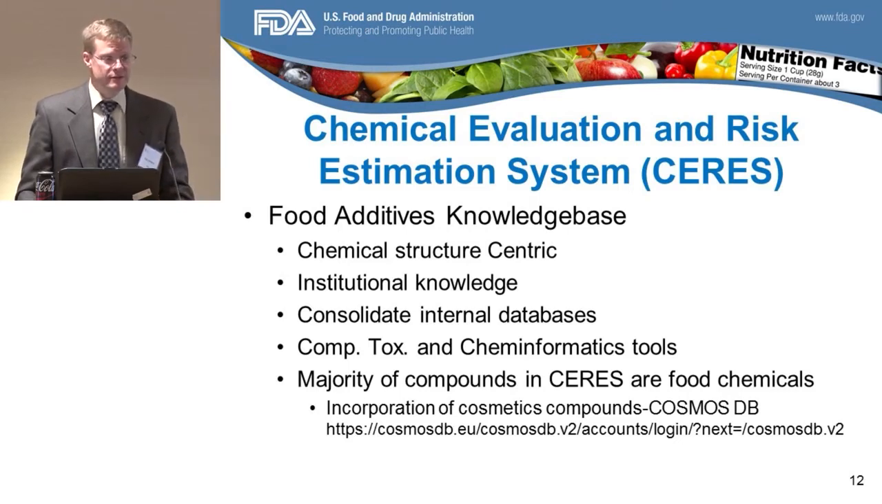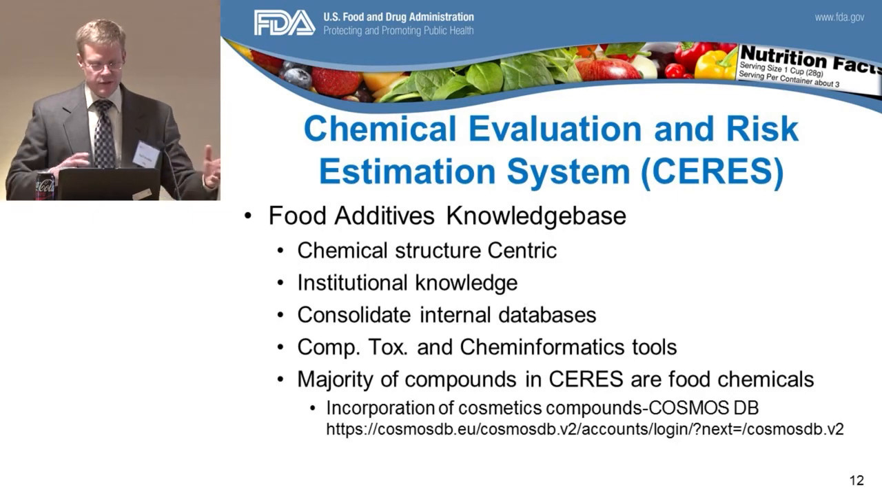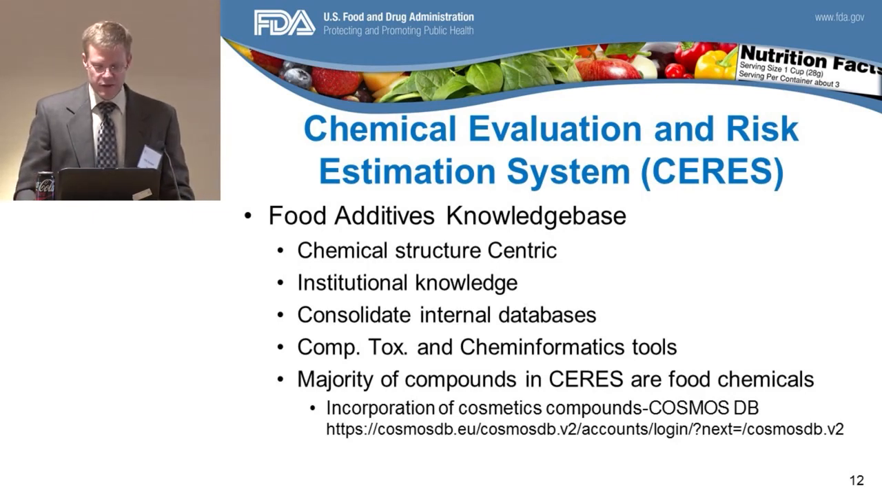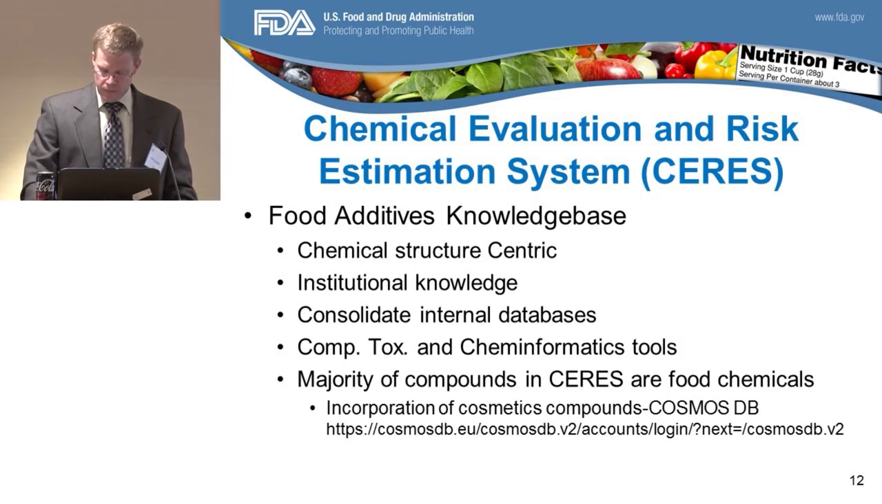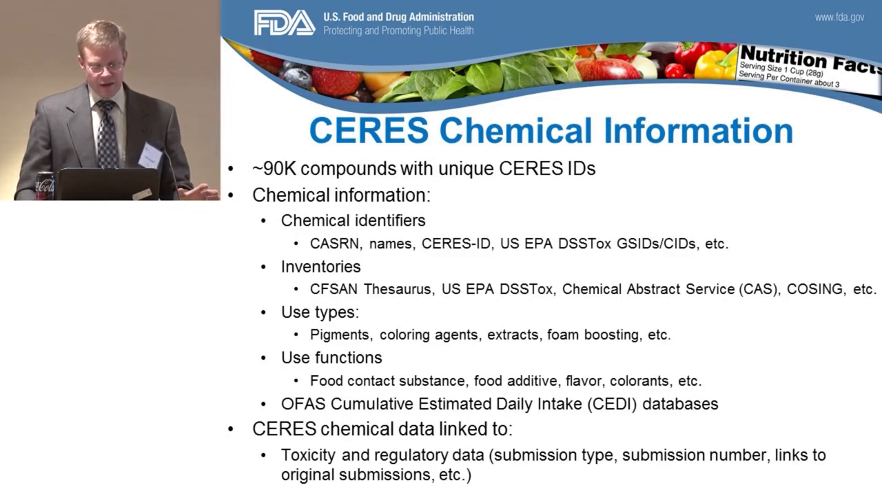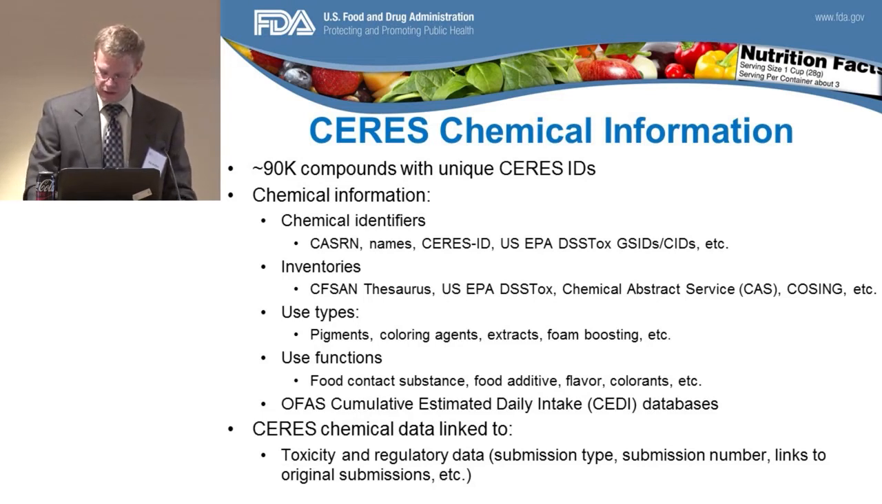Everybody has internal databases, all these little Access databases or spreadsheets. We're trying to pull all those together in one source and link SERIES up to some of our other big databases within the office and the center. It contains about 90,000 unique chemicals, covering GRAS ingredients, food additives, food packaging materials, colors and cosmetics, dietary supplements. Of those 90K compounds, roughly 46,000 of them have structures that have been curated against Chemical Abstracts Service. So we have pretty good structures for a lot of these materials.